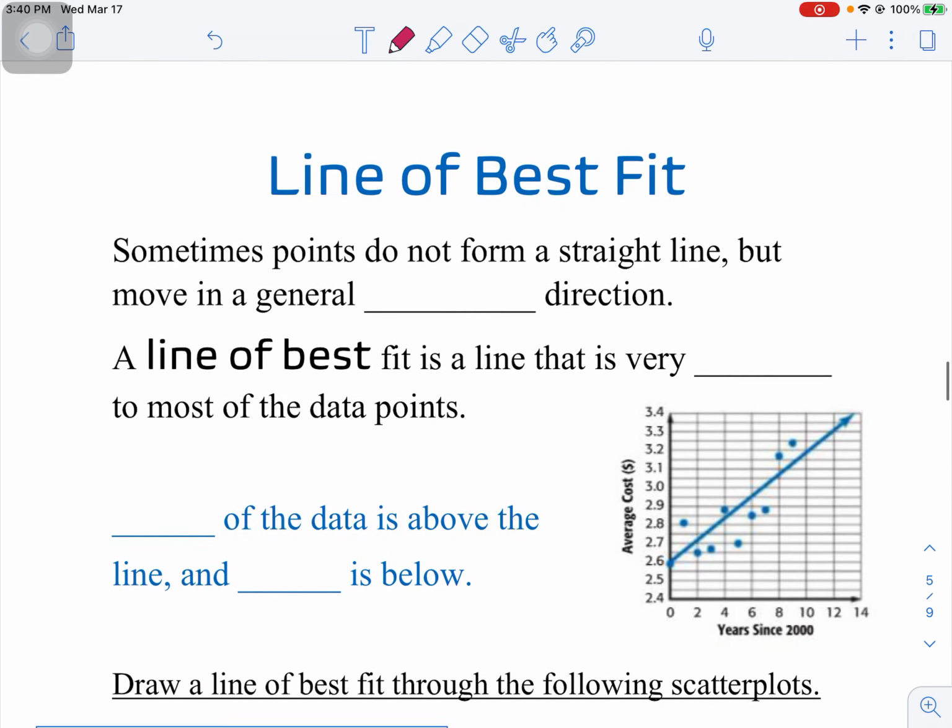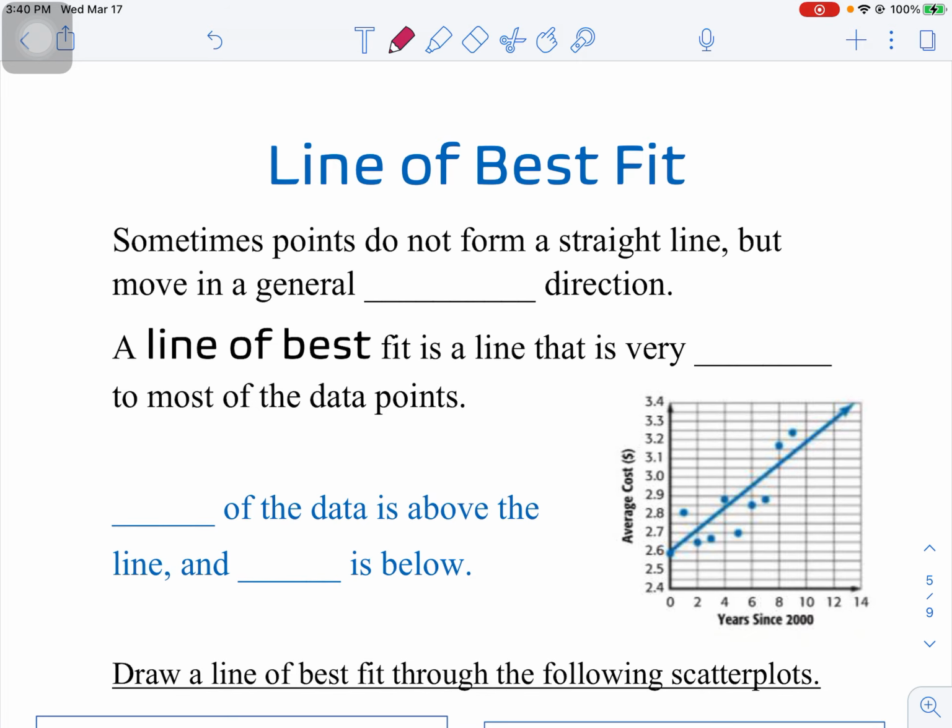All right, so now let's talk about the line of best fit. Sometimes points don't always form a straight line. And we know that they're kind of moving in a certain direction, they're moving in a general direction, but they're not perfectly like little soldiers in a row. So for this example here, we have all these little dots here, and they're moving in a general direction, and that general direction is linear. They're moving in a straight line. It doesn't have a big curve or anything. It's moving in a linear direction.